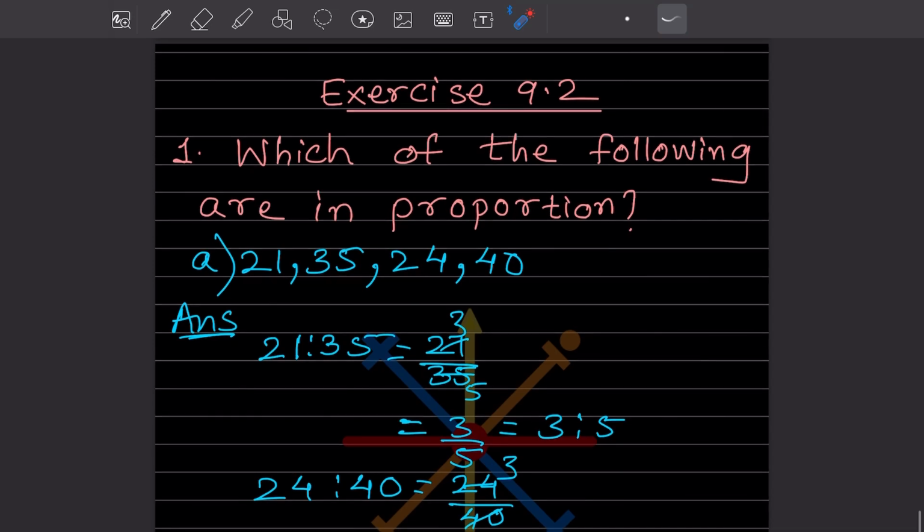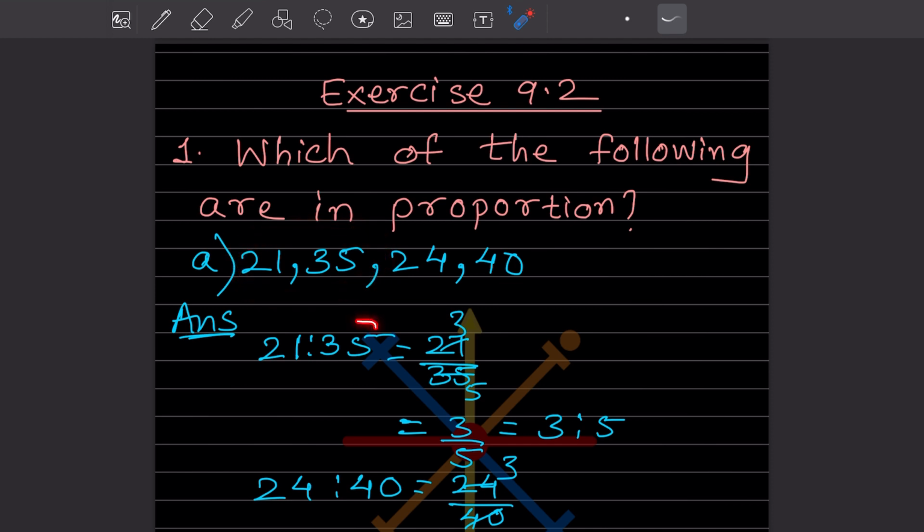Now they said here, which of the following are in proportion? Four numbers are given. We know that A is to B is as C is to D. First we take this as A, B, C, D. We want to see which are in proportion, right? So first I took these two numbers.